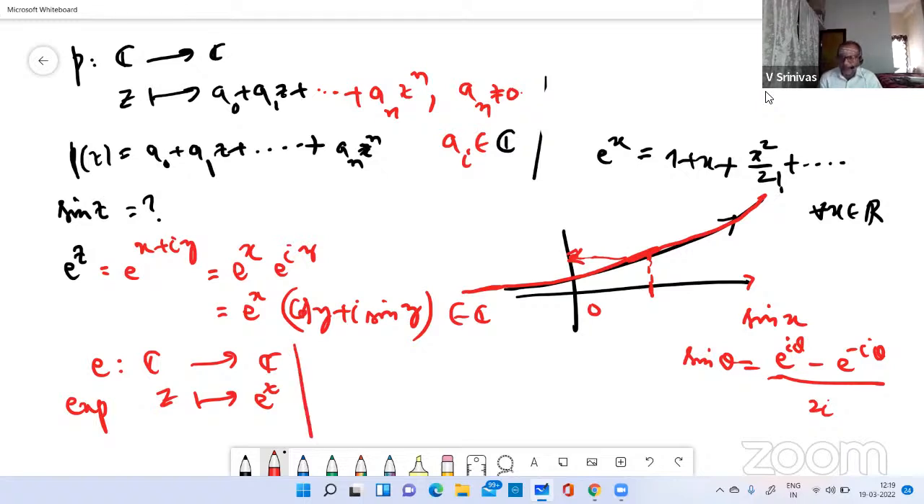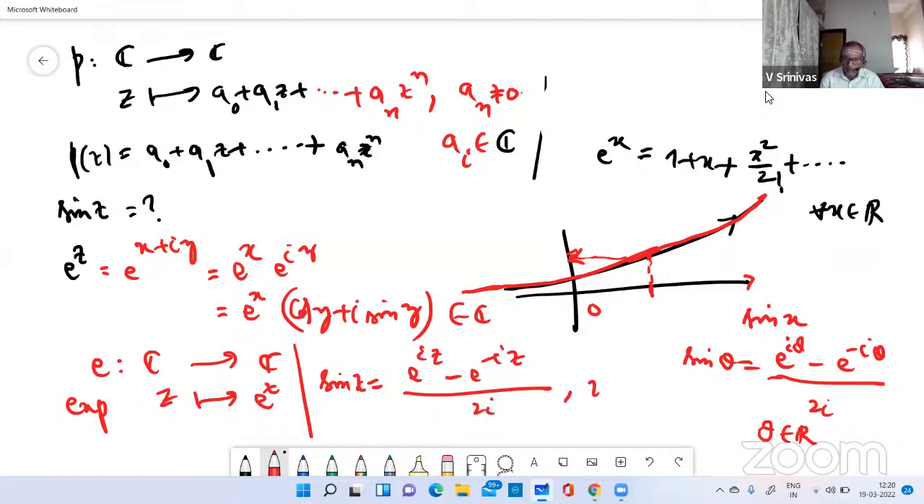Here theta is a real number. Now replace theta by a complex number, and you can define sine z. Sine z is defined to be e power iz minus e power minus iz by 2i.